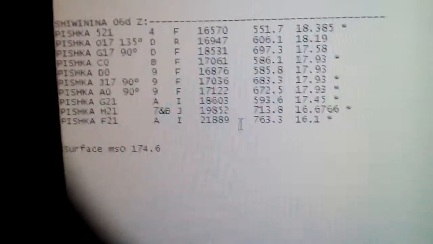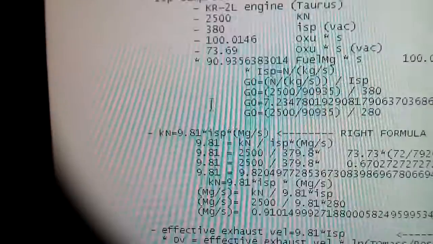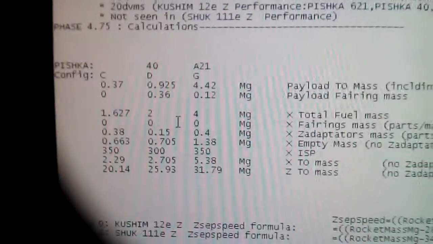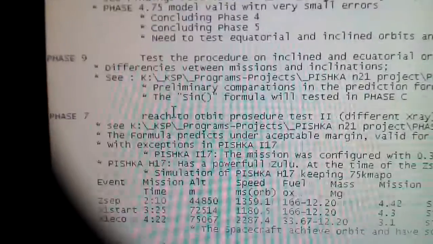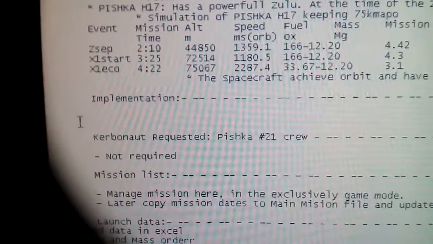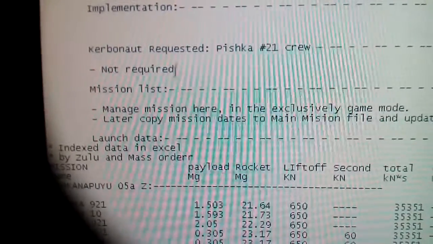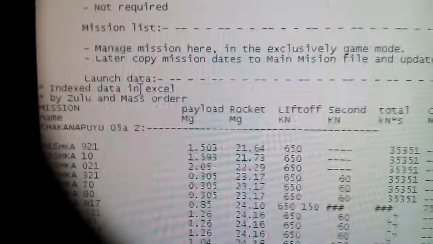These are the four rocket configurations with all the missions that I flew with that rocket, plus more formulas and things to compute the proper data to reach and predict orbit. Well, this is the core of the project. Implementation is not yet done because the project has not ended yet. No kerbonauts are needed for this project.